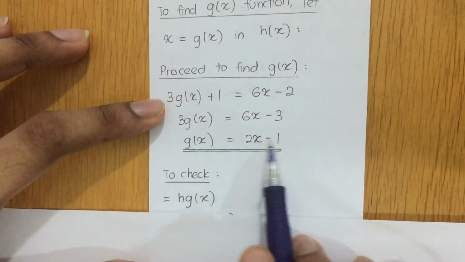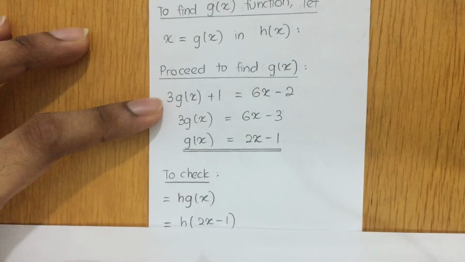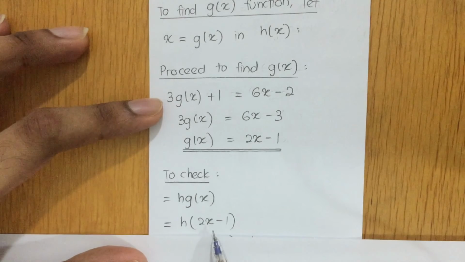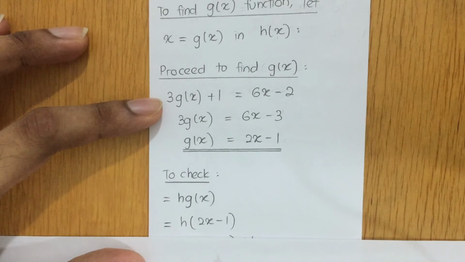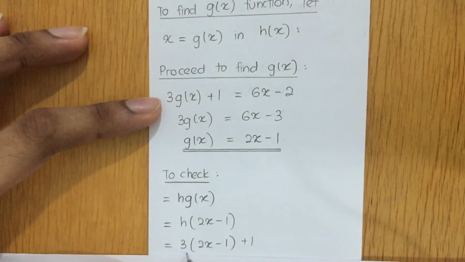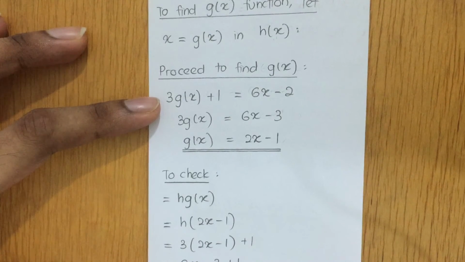So we're going to substitute the gx function over here, which you have already found, which is 2x minus 1. So h in a bracket 2x minus 1. This 2x minus 1, we're going to substitute inside the function hx. Since your function hx is 3x plus 1, so 3 in a bracket 2x minus 1 close bracket plus 1. Okay, 3 you expand in. So from here you get 6x minus 3 plus 1.